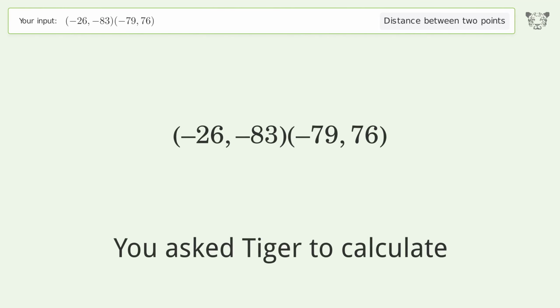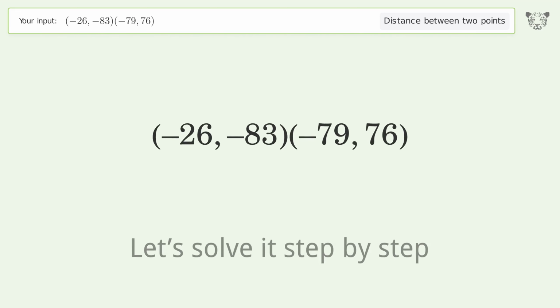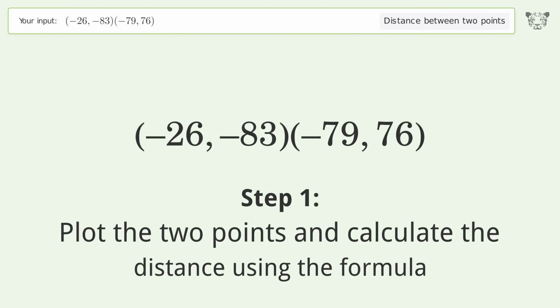You ask Tiger to calculate. This deals with the distance between 2 points. The distance between the 2 points is the square root of 28,090 or 167.601. Let's solve it step by step. Plot the 2 points and calculate the distance using the formula.